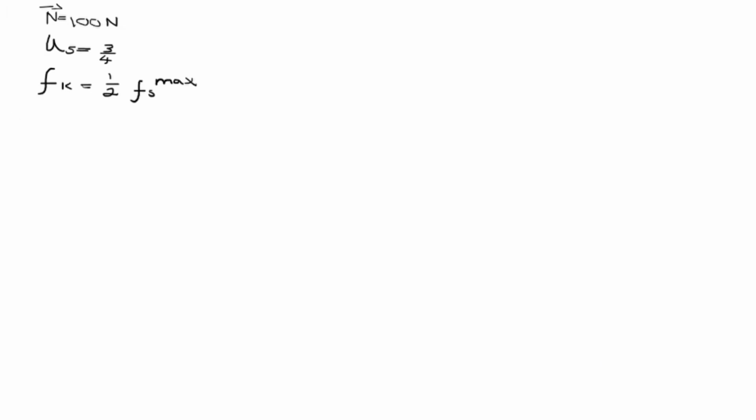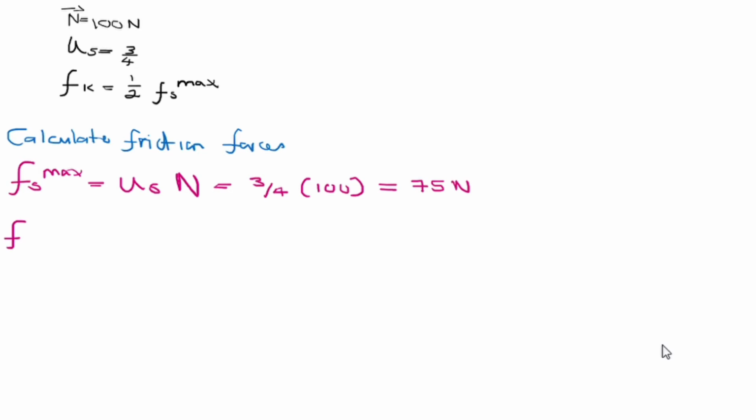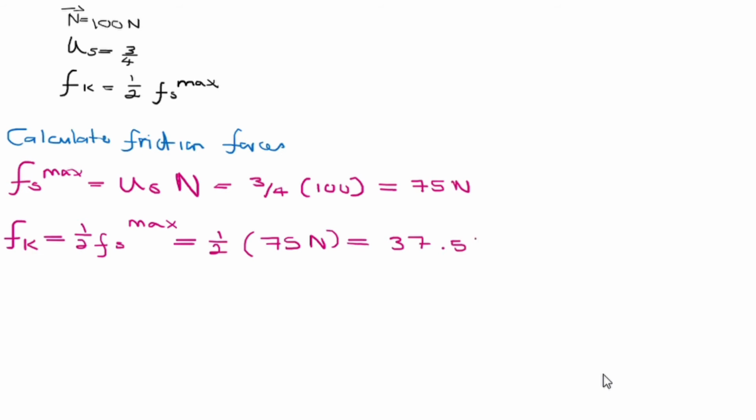Okay, now let's start to calculate. The first thing to calculate will be the static friction. Maximum, its coefficient, the Newton's law. We have 3/4 and 100. If you punch this to your calculator, you should get 75 newtons. The next thing to calculate will be the kinetic friction, and we said can be represented using this expression. If you substitute, we just calculated the static friction to be 75 newtons, hence this should give you 37.5 newtons. Now we have our static and our kinetic frictions.